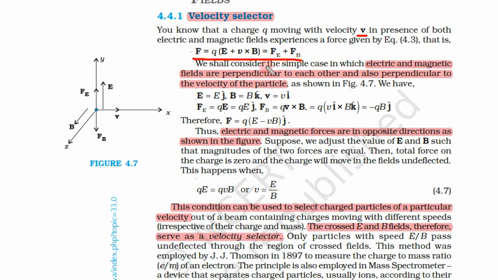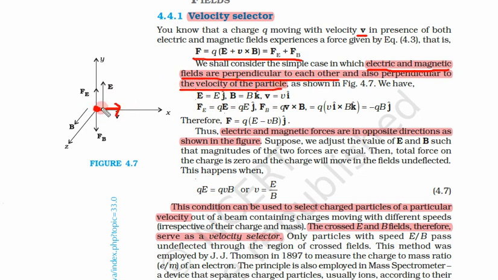Now we have to consider a special case, in which electric and magnetic fields are perpendicular to each other and also perpendicular to the velocity of the particle. Suppose this is our particle. It is moving in this x direction. Now we have electric and magnetic fields perpendicular to each other and also perpendicular to the velocity of the particle.